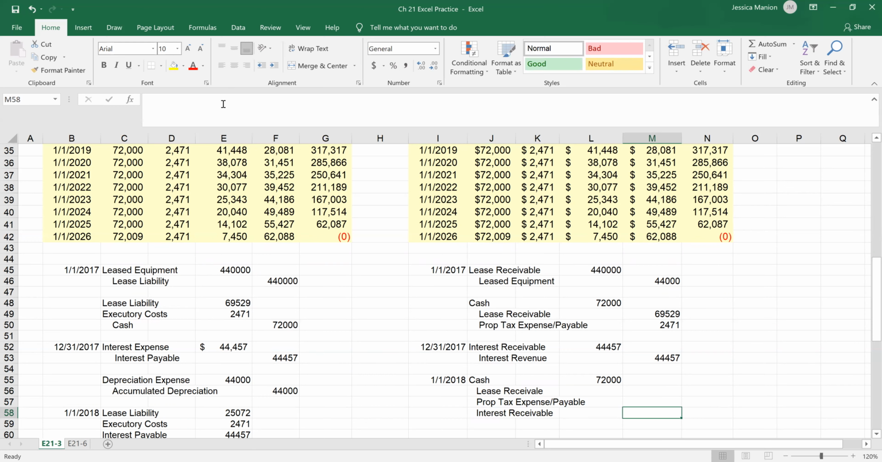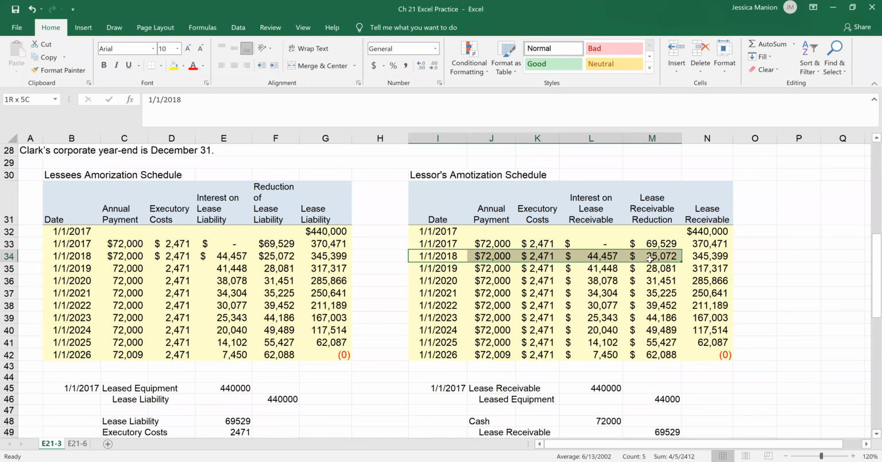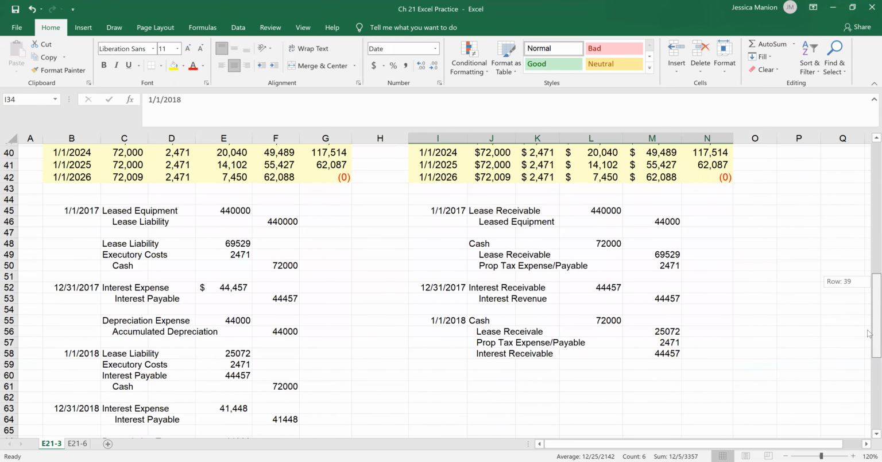Okay, so our interest receivable is going to be 44,457. We know that the property tax expense is 2,471. And so the reduction of the lease receivable is again the difference in these. So 72,000 minus the expense minus interest receivable, 25,072. And again, those are our numbers for that.